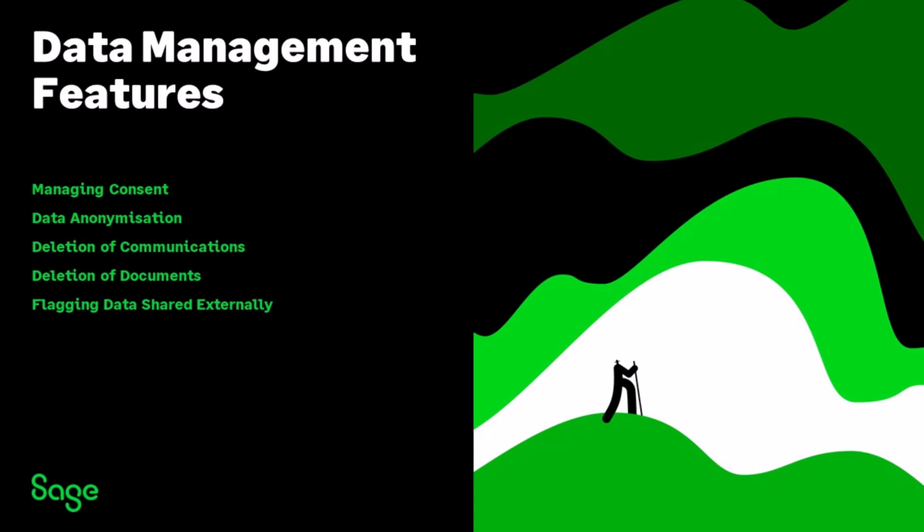We've looked at the idea of when it comes to the right to be forgotten and the removal of data to certainly minimize the information that you're holding, and that's data anonymization. And we've gone on to think about the question of the removal of both communications and documents from the system.